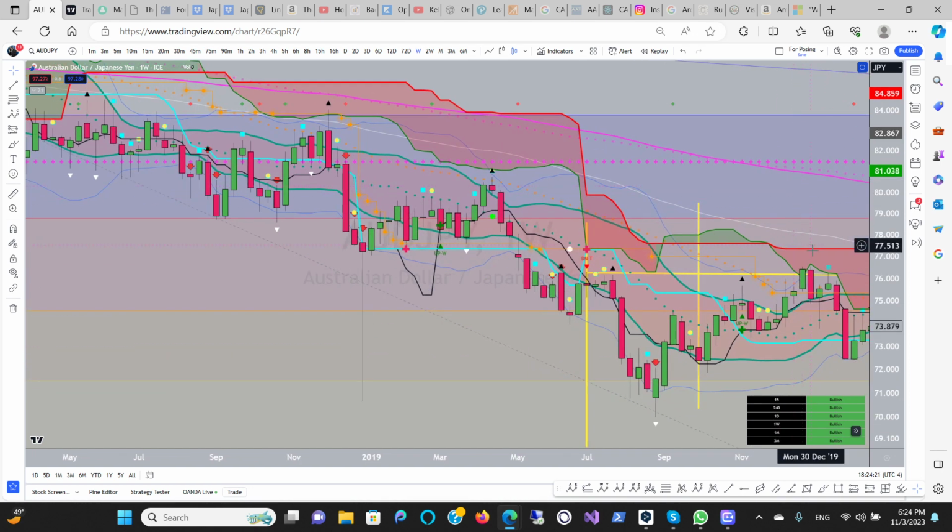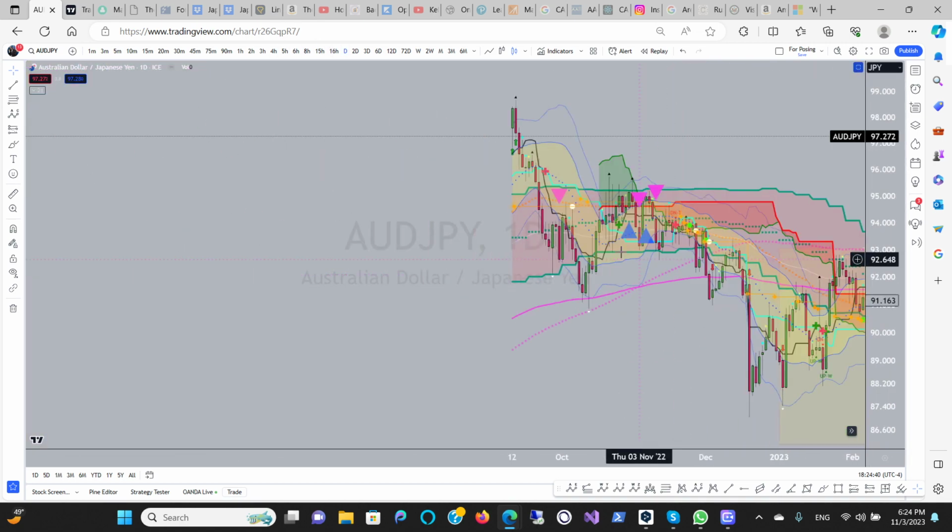If we're confused here, if it did make a new high, what we want to see is a rejection when it falls back down. But that didn't happen. Instead, it broke below this Kijun here, and then retraced up. So let's see what happens on a daily chart.